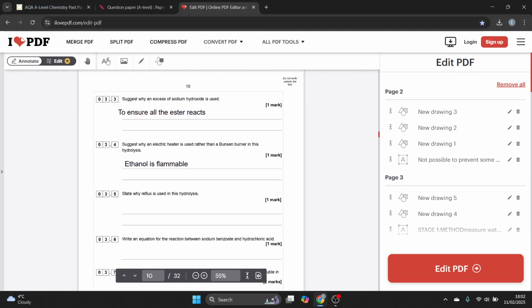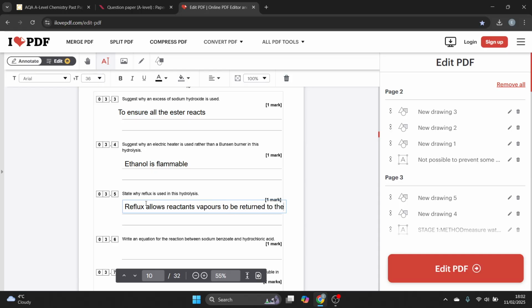State why reflux is used in this hydrolysis. Reflux allows reactant vapors to be returned to the reaction mixture. Or you could say reflux does not allow any reactant vapor to escape.